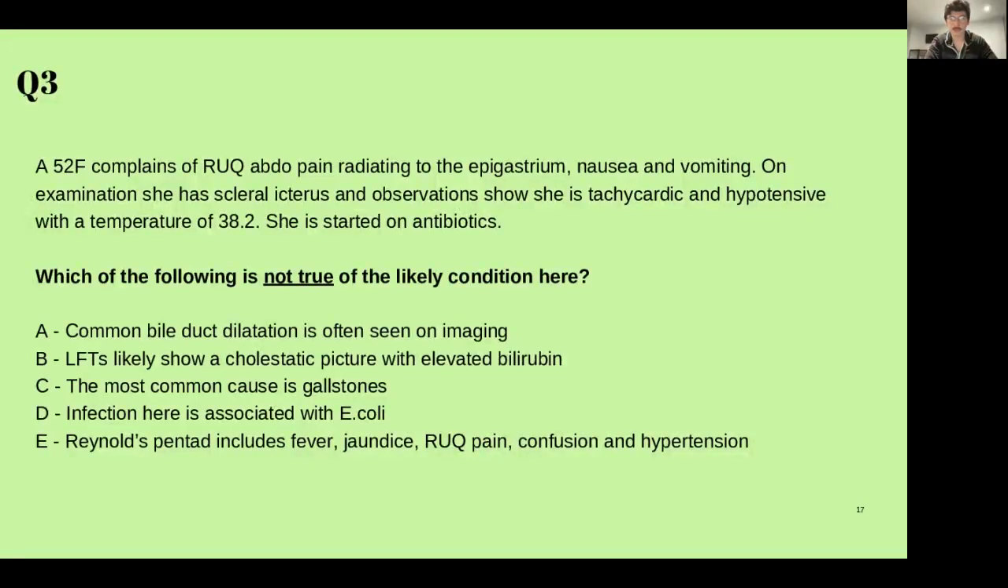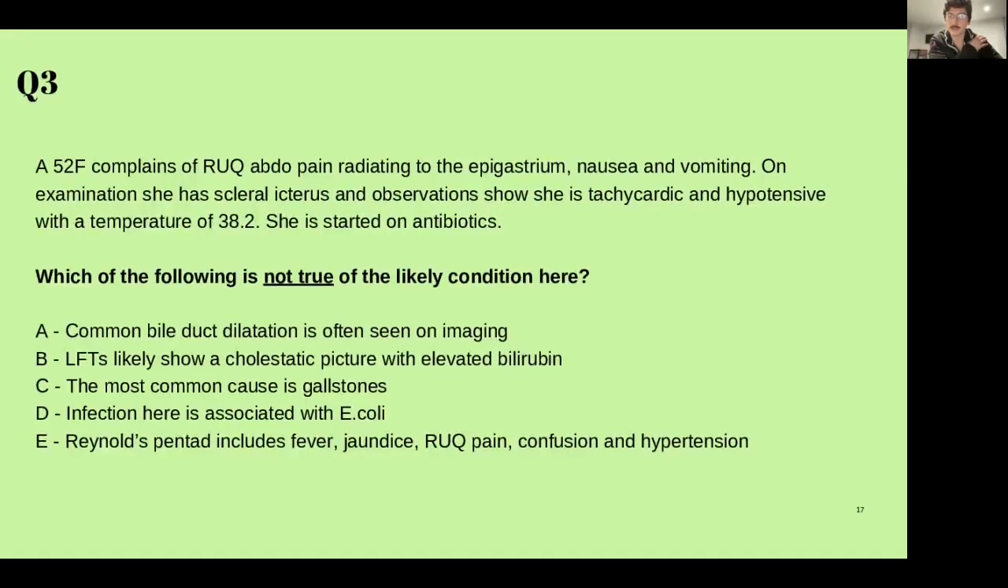All right, question 3, moving on to the next one. A 52-year-old woman complains of right upper quadrant abdo pain radiating to the epigastrium, also nausea and vomiting. She has scleral icterus, she's tachycardic, she's hypotensive, and she's got a fever. She's started on antibiotics. So which of the following is not true?